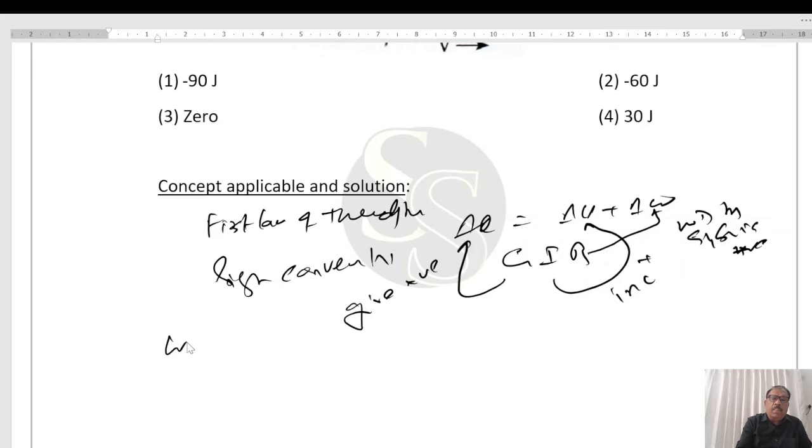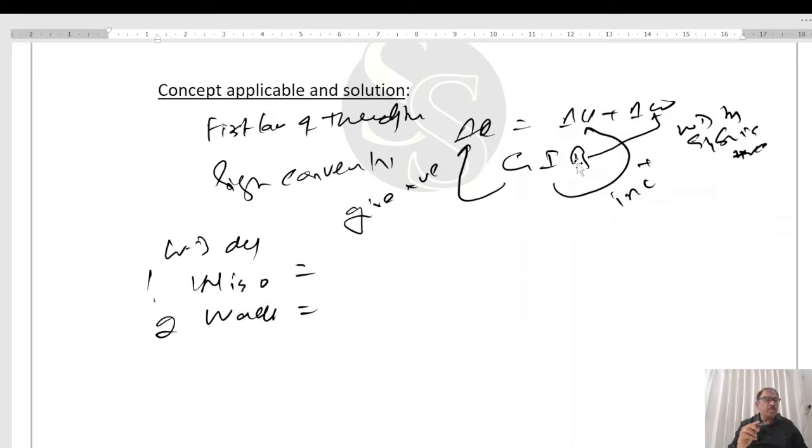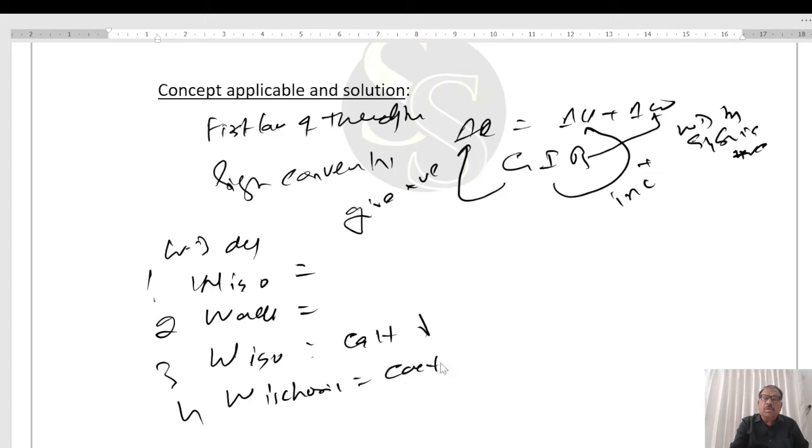Work done during isothermal, adiabatic, isobaric, and isochoric, constant volume processes. Isobaric is constant pressure, isochoric is constant volume. Adiabatic is constant Q, and isothermal is constant temperature.